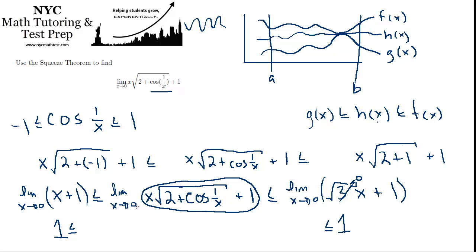So the limit as x approaches 0 of this whole thing has to be in between those two numbers, which are the same number. So there's nowhere else for it to go. It has to be 1 at that point. And that's the final answer.